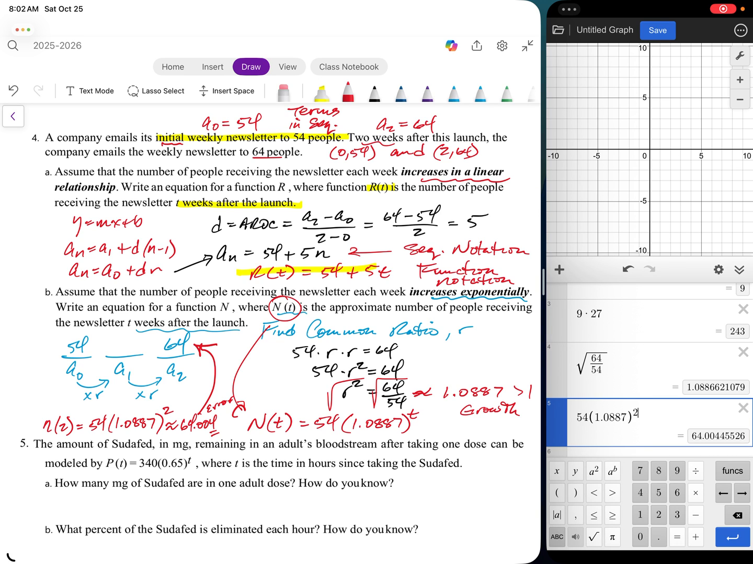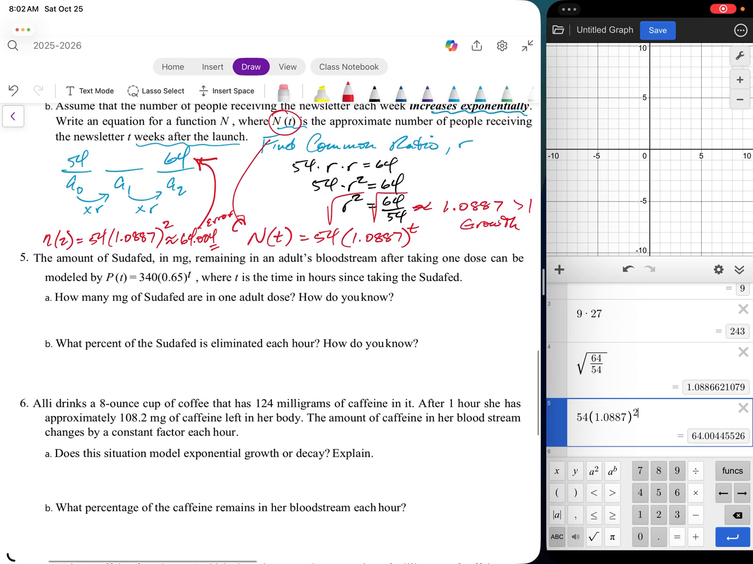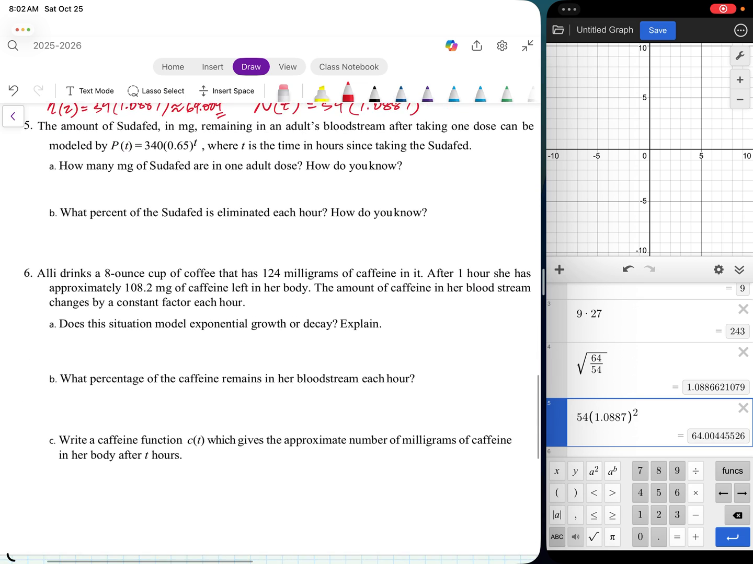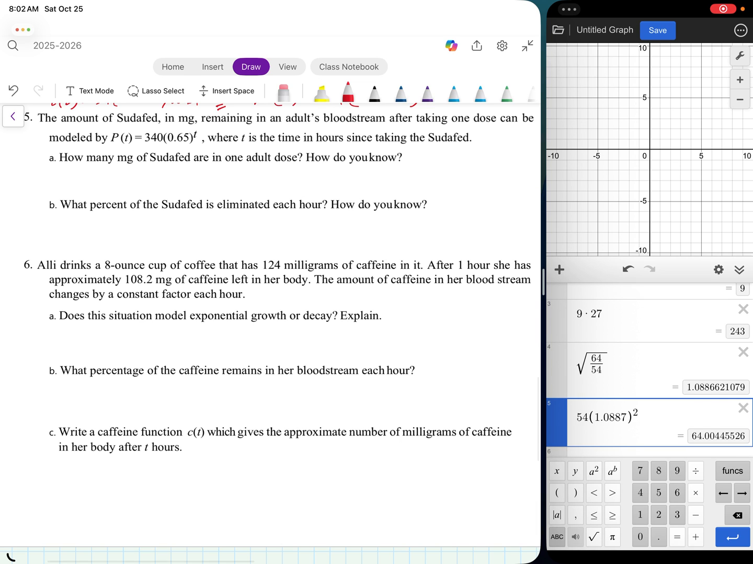1.088662109. If we used all those digits, we'd get a lot closer. Okay. All right. Let's take a look at this one here. It's kind of a cool problem, number 5.